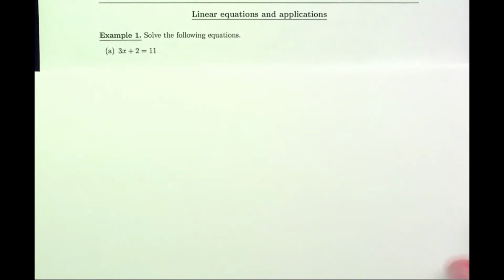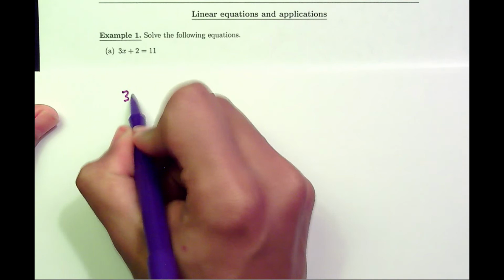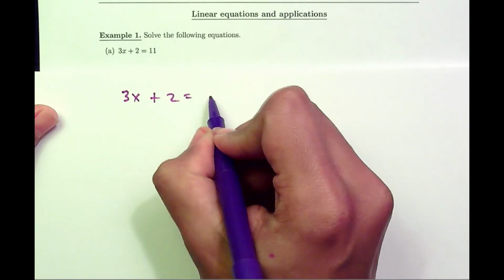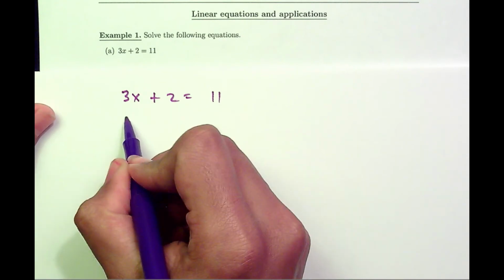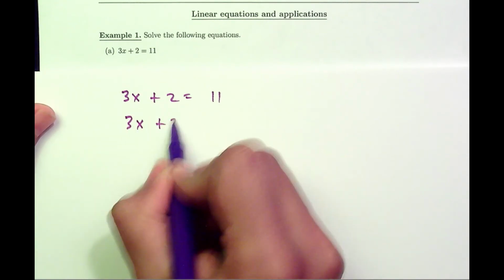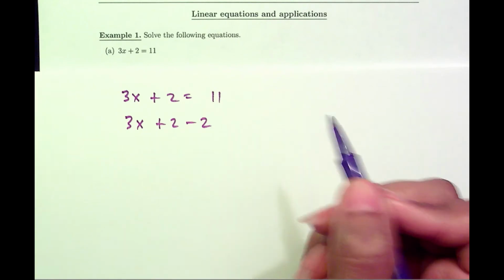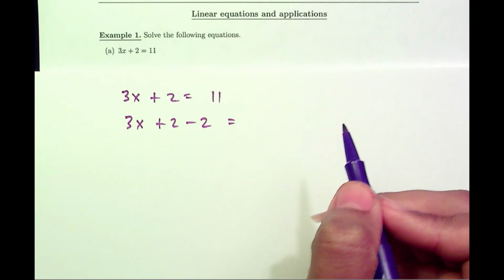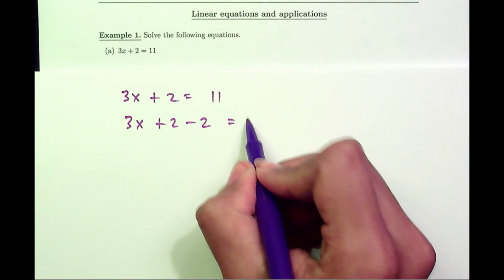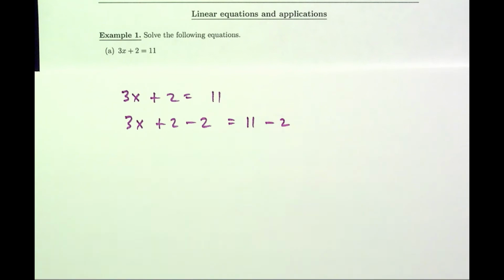Because the 2 is being added, we have to do the opposite of adding 2, which is subtracting 2. So we have 3x plus 2 equals 11. I would like to get rid of this plus 2, so I do the opposite of adding 2, which is subtract 2. And whatever you do to one side of the equation, you have to do to the other side to keep things balanced. So you would write minus 2 on the other side as well.